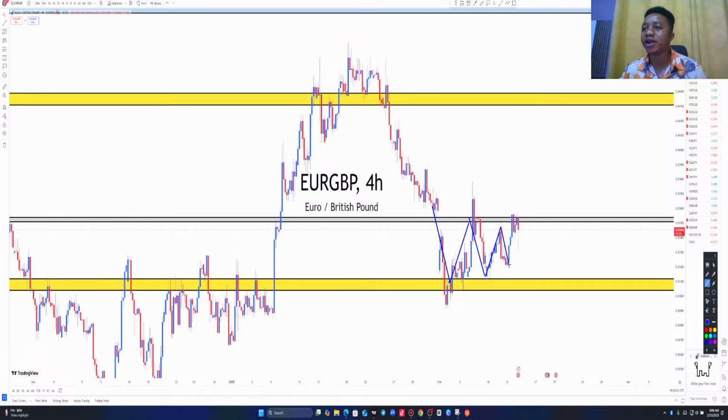Someone can even see a range or a consolidation. It's not wrong. It is still on the same track. But over here on the 4-hour time frame, we cannot just buy now because we are on the resistance level of the 4-hour time frame. So what are we going to do?